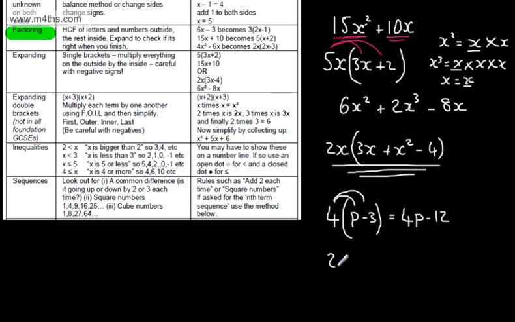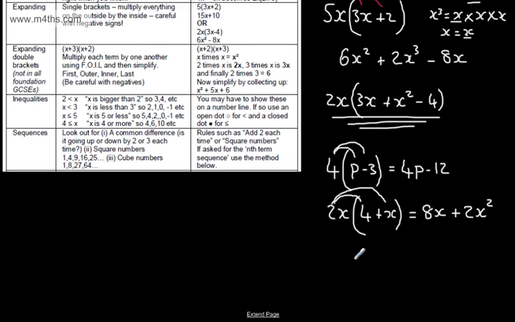Let's look at 2x, and then we're going to have 4 plus x. So if I multiply 2x by 4, 2 times by 4 is going to give me 8, so we're going to have 8x. 2x multiplied by x is going to give me now plus 2x squared. So all we're doing is multiplying this out, we're expanding it. Okay, let's have a look at a nasty one.